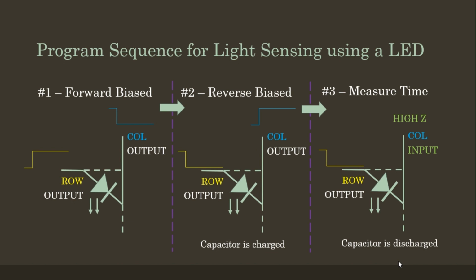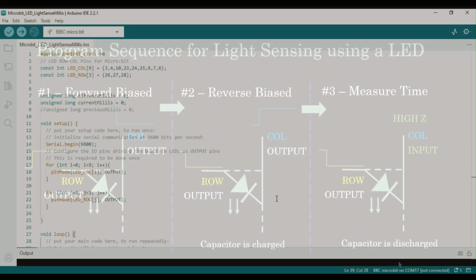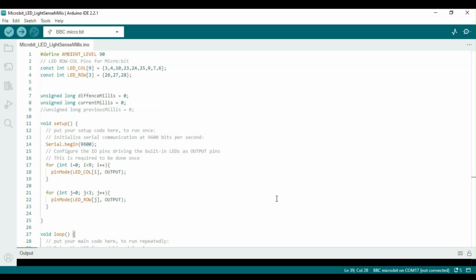The last step is to change the column signal as an input port so that the cathode of the LED sees a high impedance. The capacitor discharges and the voltage on the corresponding column signal drops down. Some point of time, the voltage will become lower than the low threshold voltage and a digital logic low can be detected. This time is required to be measured.